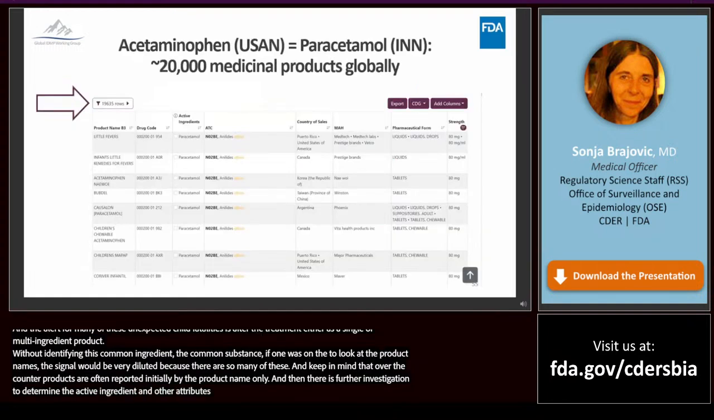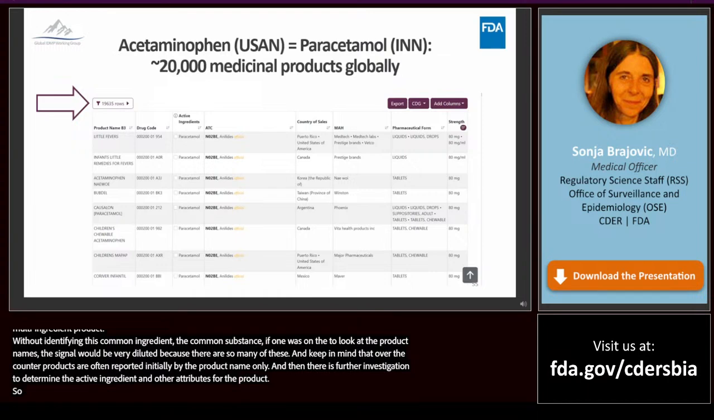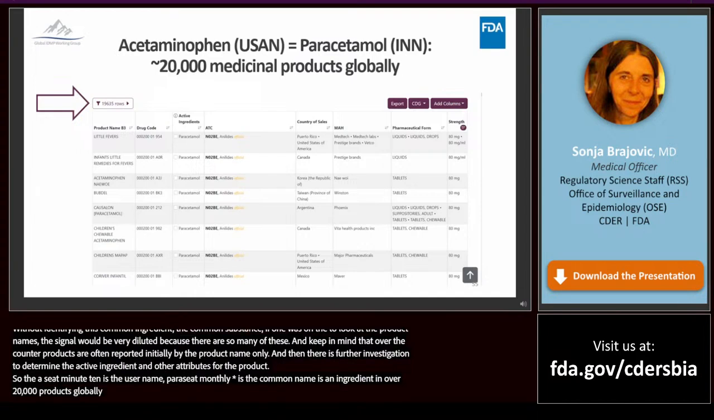So acetaminophen is the USAN name, and paracetamol, its counterpart in the INN terminology, is an ingredient in over 20,000 products globally. So it's important to be able to quickly identify which of these may be products of concern.